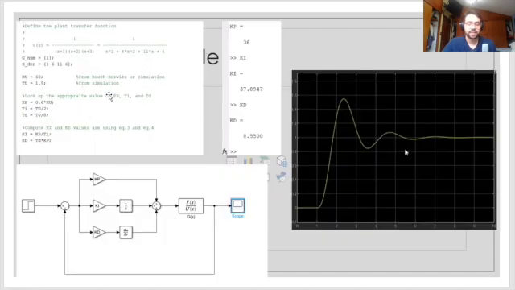We can use it with MATLAB. We found the values, we put the variables in the system, we run it, and we look at the scope. This is the final response of our method, and that's it for this time.